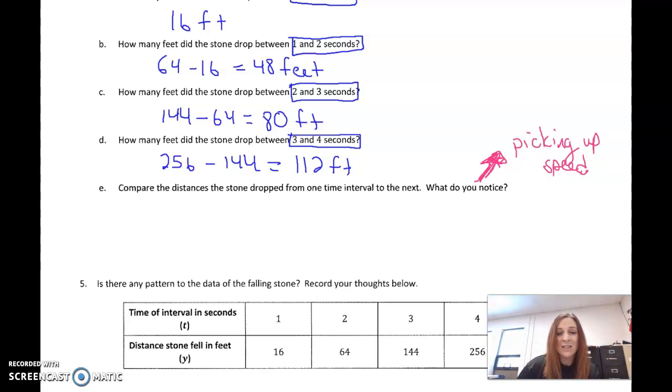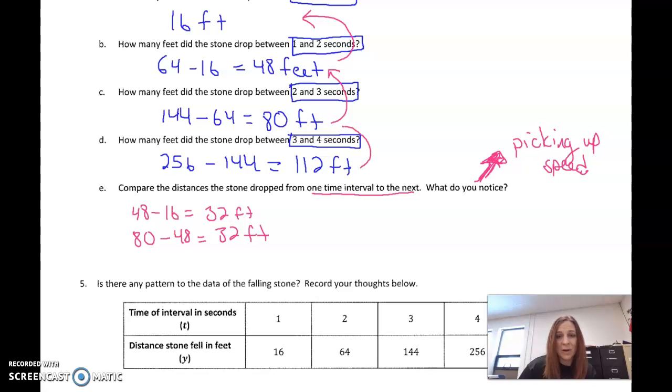So if we're going to compare the distances the stone dropped from one time interval to the next, if we compare 48 to 16, so in our second interval of time, 48 minus 16 equals 32 feet. If we look from 80 feet to 48 feet, it's a difference of 32 feet. If we look at 112 to 80, guess what? 32 feet. So from each interval, it's increasing by 32 feet.